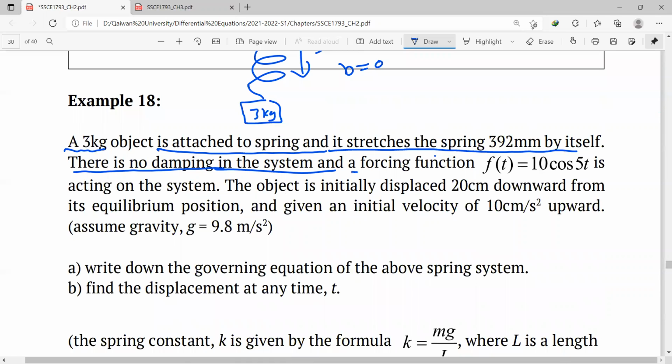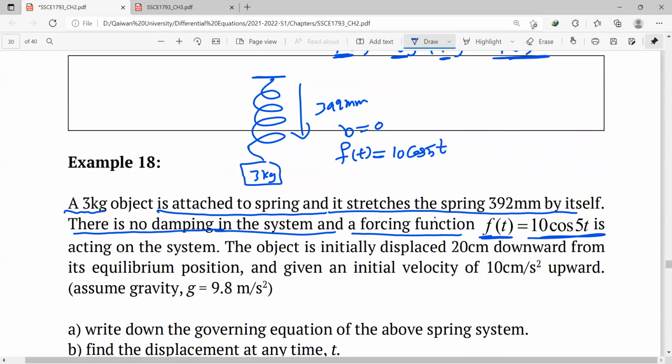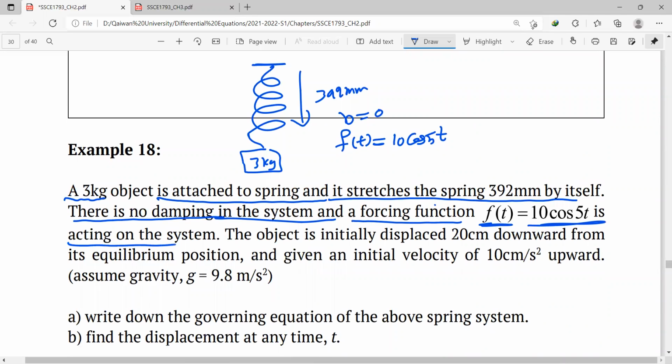in the system. And the forcing function is the right-hand side, which is F of t. That means F of t equals 10 cosine 5t is acting on the system. The object is initially displaced 20 centimeters downward. Yesterday, we said that if displacement and velocity are downward, the values are positive. If upward, the value is negative.